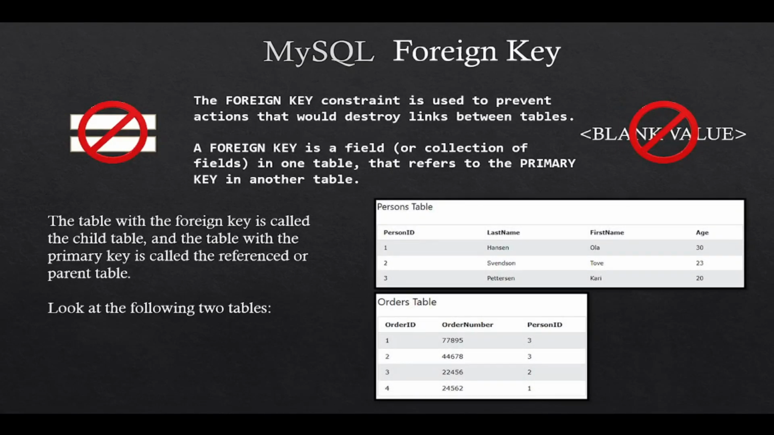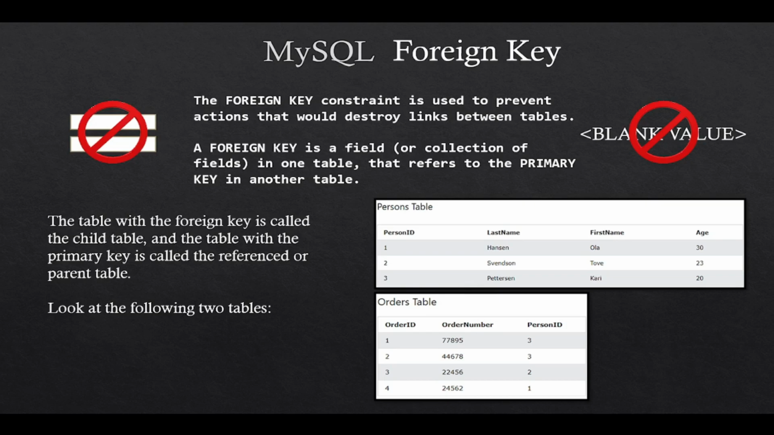MySQL Foreign Key. The foreign key constraint is used to prevent actions that would destroy links between tables. A foreign key is a field or collection of fields in one table that refers to the primary key in another table. It means that it links a primary key to be called in another table. The table with the foreign key is called the child table, and the table with the primary key is the reference or parent table. Look at the following two tables.